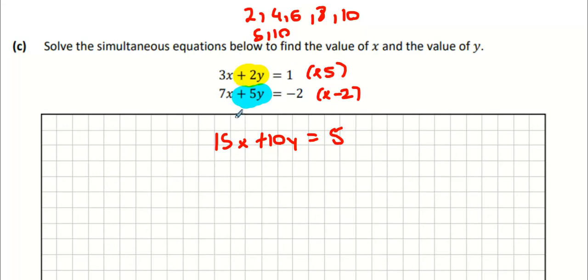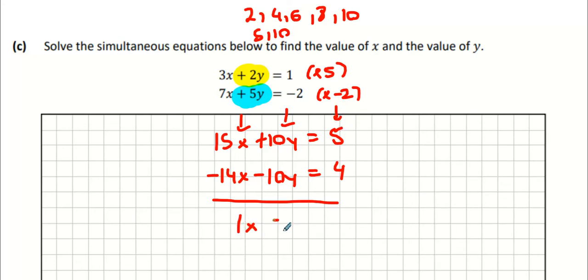5 times 3x is 15x, 5 times 2y is 10y, 5 times 1 is 5. Now I'm going to multiply the bottom equation by minus 2, and then we're going to get equals 4. We're going to add downwards. We're going to get 1x equals 9, and quite simply x equals 9.